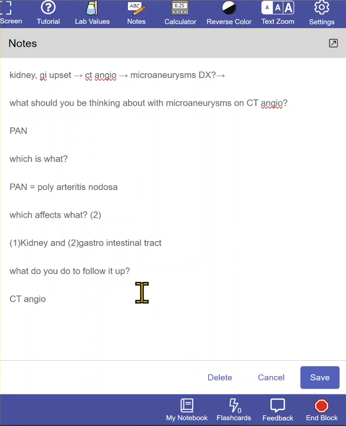Just think about when you see a patient that seems to have nephrological pathology, and then gastrointestinal tract pathology, so at the same time. So what do you do to follow it up? You get a CT angio. And that was basically the answer potentially to a board question.